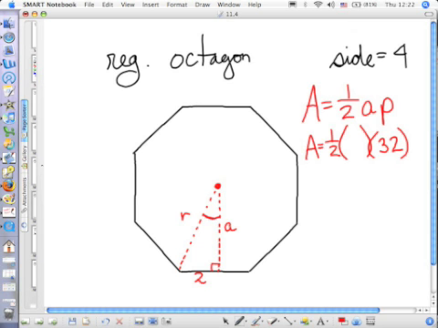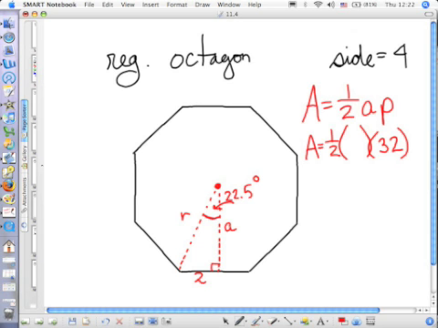How did we do that again? 180 divided by the number of sides. So 180 divided by 8 is 22.5 degrees. Okay. Now, I can't use the Pythagorean theorem. I don't have 2 sides. I can't use special right triangle information because it's not special.